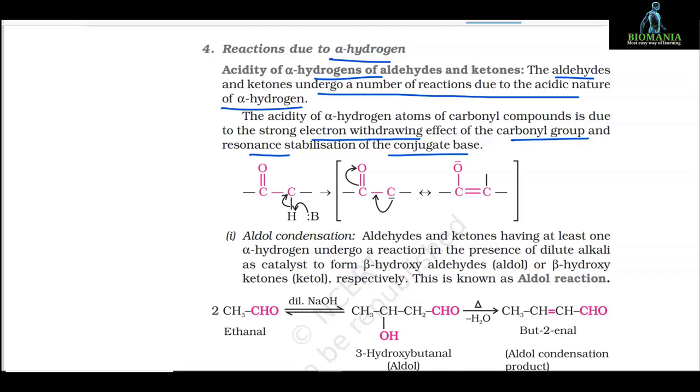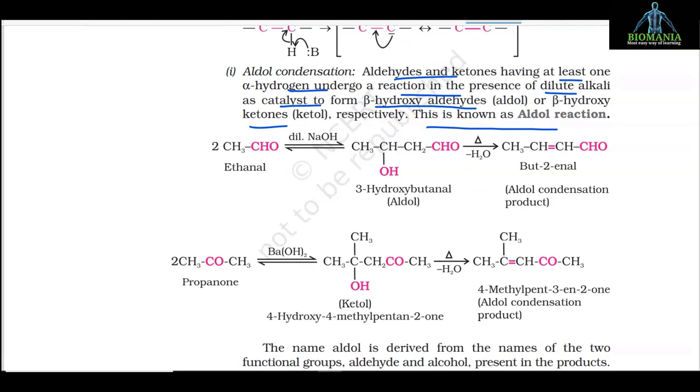Part 1, aldol condensation. Aldehydes and ketones having at least one alpha hydrogen undergo a reaction in the presence of dilute alkali as catalyst to form beta hydroxyaldehyde, that is aldol, or beta hydroxyketones, that is ketol, respectively. This is known as aldol reaction. Here you can see ethanal, that is 2CH3CHO, with dilute NaOH, forming 3-hydroxybutanal, that is aldol, and on heating, it forms but-2-enal, that is the aldol condensation product.